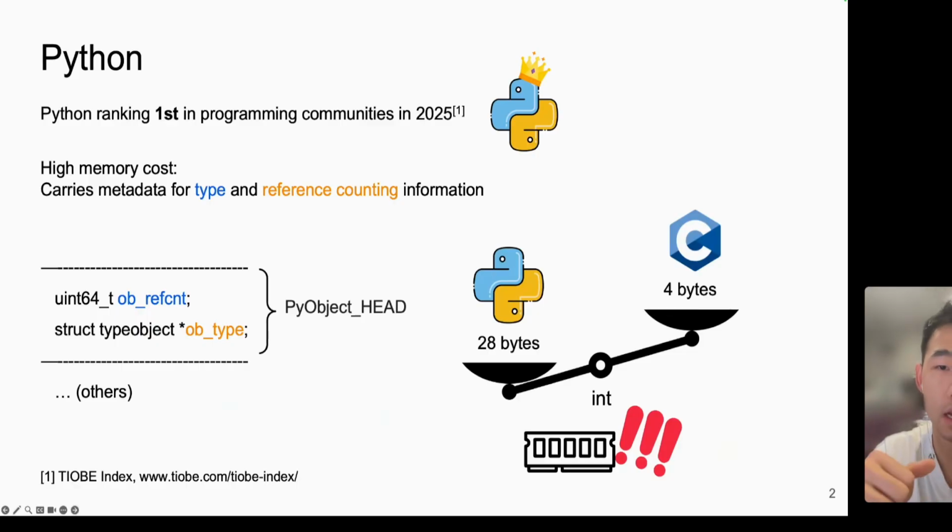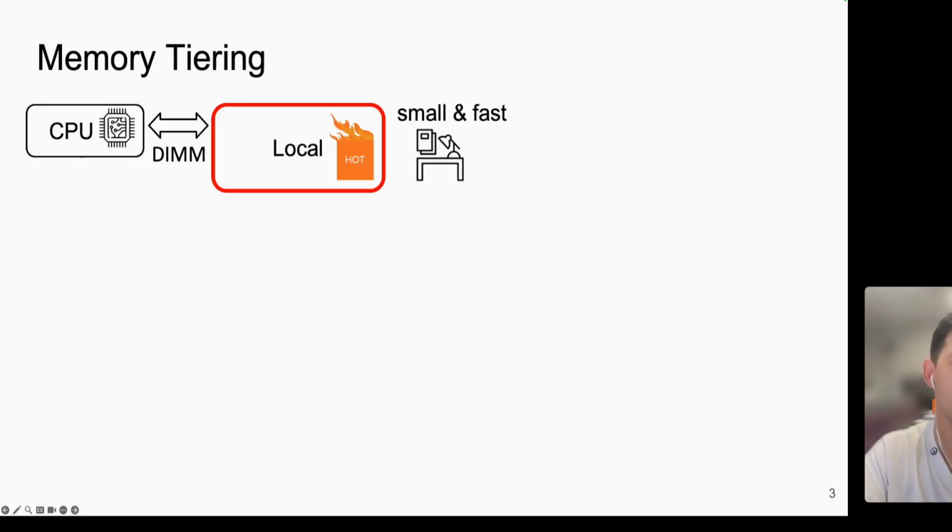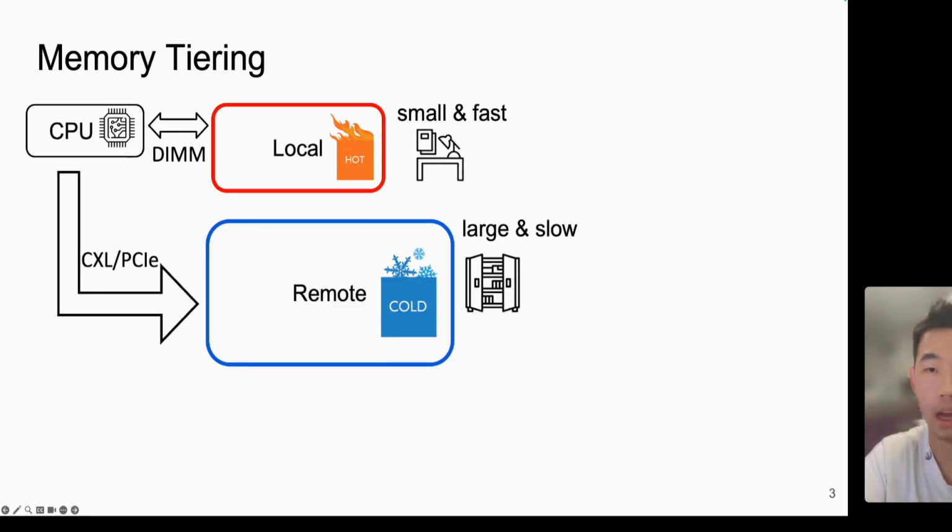So a typical way to solve this problem is through memory tiering. The idea is very simple. You equip a server with two types of memory. First, you have a small but very fast tier, which is usually your local DRAM. Think of this as your desk, limited within arm's reach. Then you have a much larger, cheaper, but slower tier, enabled by new technologies like CXL. This is like your cabinet, which has massive storage, but it takes a moment to retrieve things.